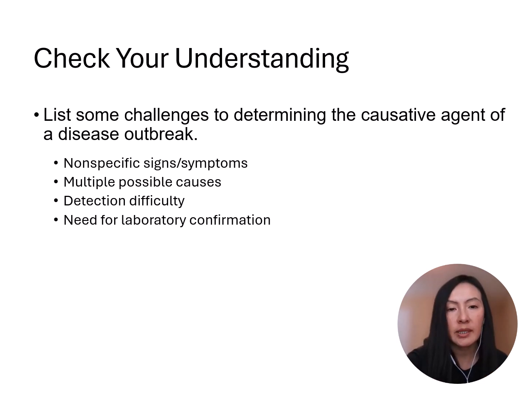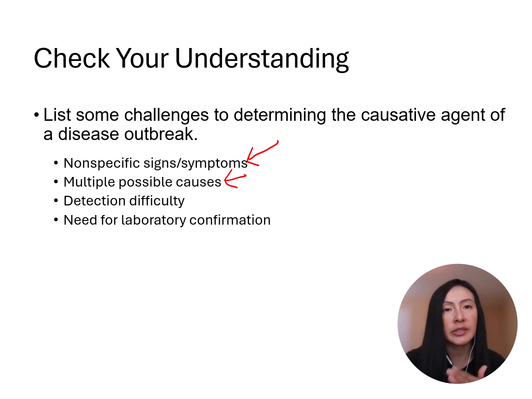So one is nonspecific signs and symptoms. Many pathogens produce similar signs and symptoms, and that can complicate diagnosis. Second one is there could be multiple possible causes, and we have to remember that association is not the same as causation. We often need to perform additional controlled experiments.